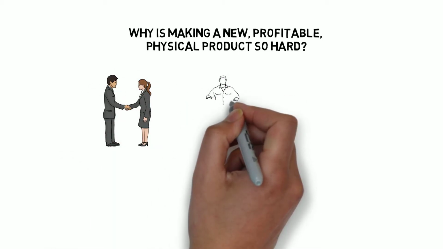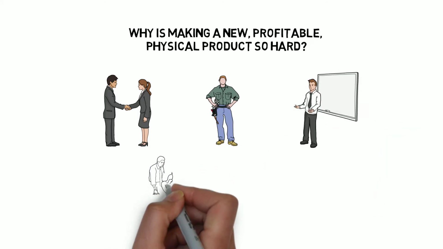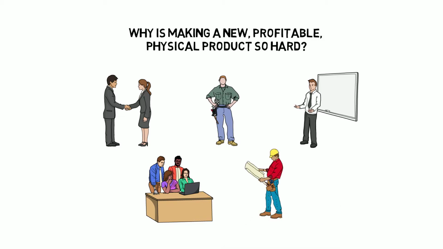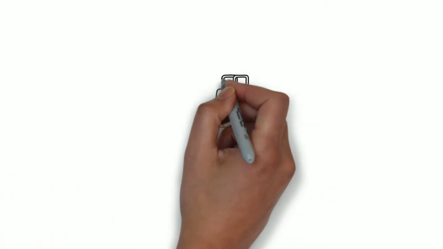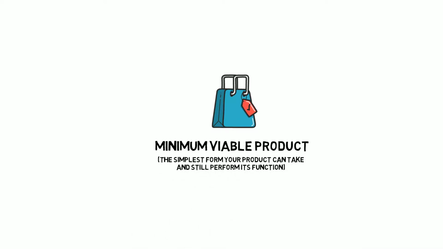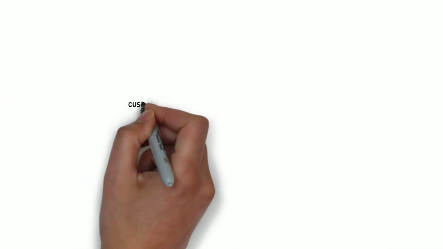Often, it's because it involves many types of professionals, from marketers to drafters to manufacturers to programmers to logistics experts, all working together to make a minimum viable product. And while a minimum viable product approach is agile and has some benefits, it doesn't show the whole picture.